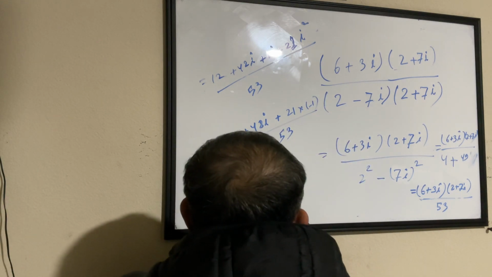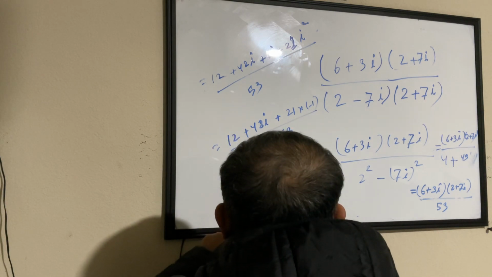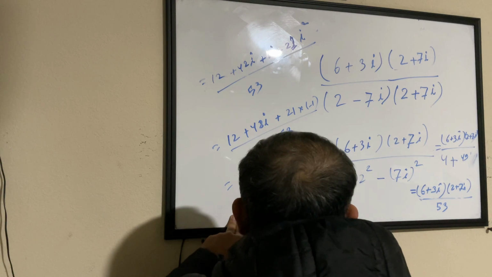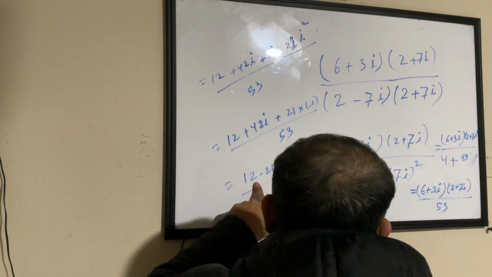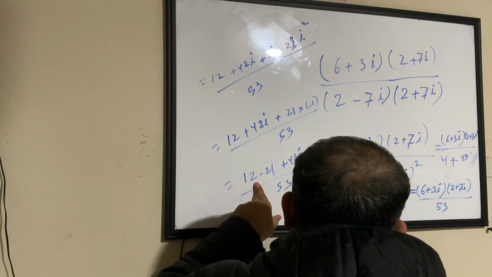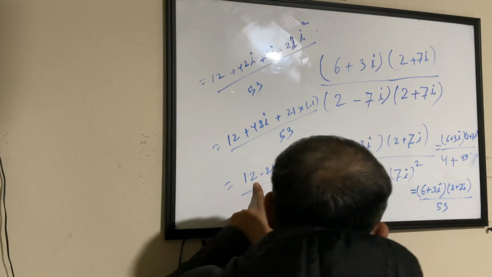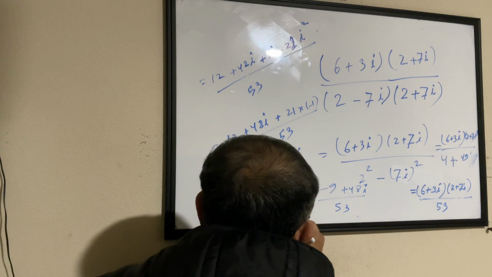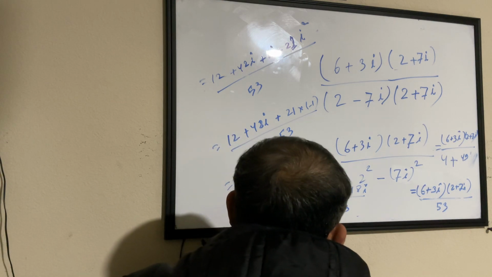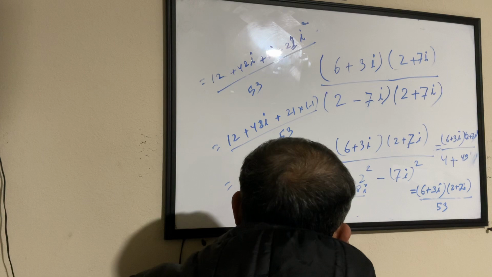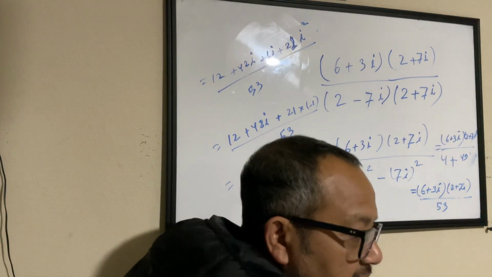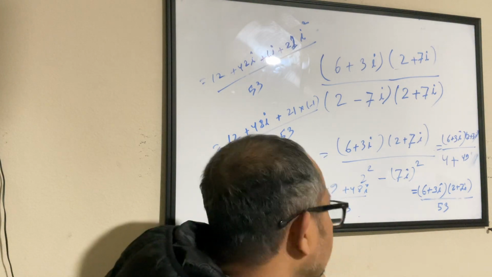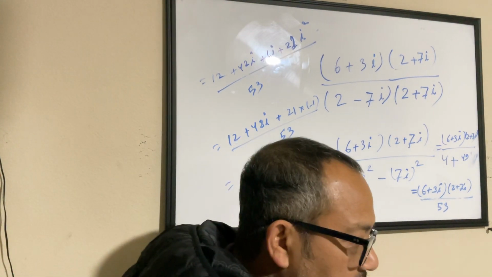It became 12 minus 21 plus 48i divided by 53, which is minus 9 plus 48i by 53. So you can say minus 9 by 53 is my real component, plus 48 by 53 i is my imaginary component. It became a truly simplified version of a complex number. Yeah?